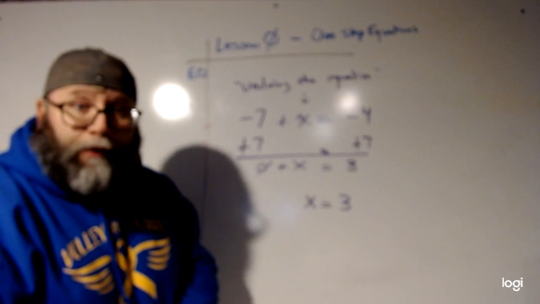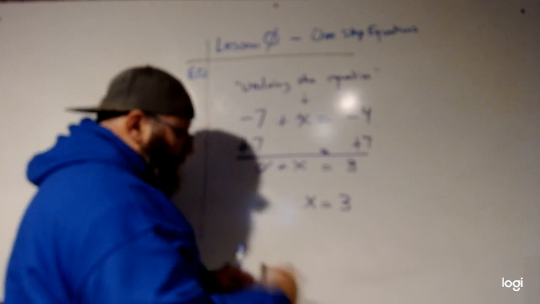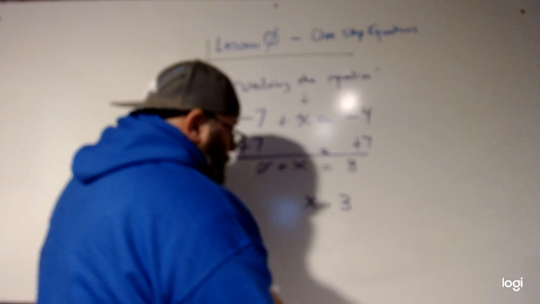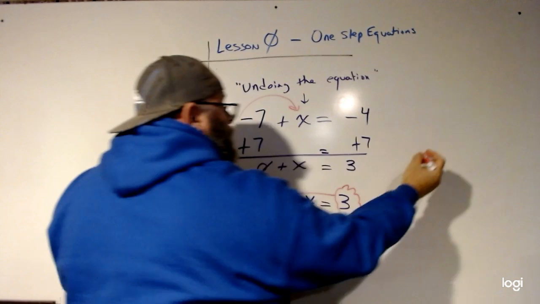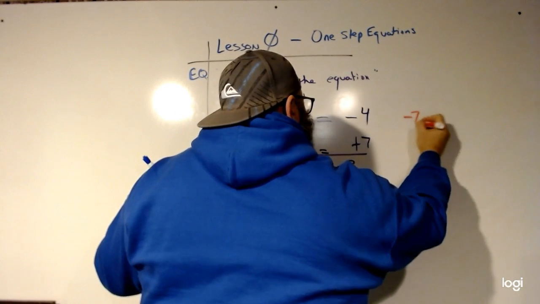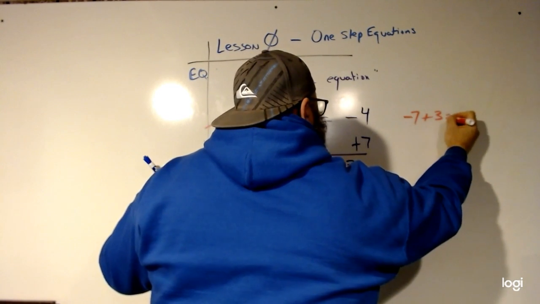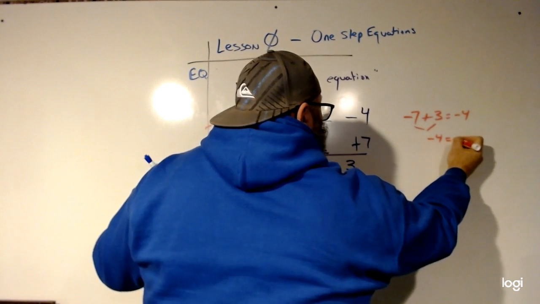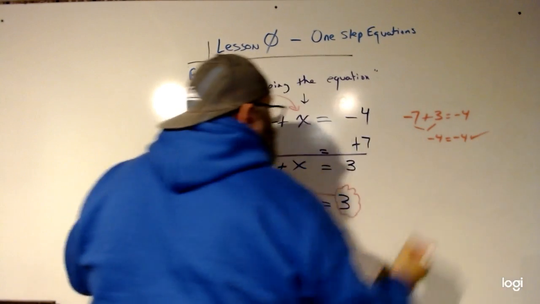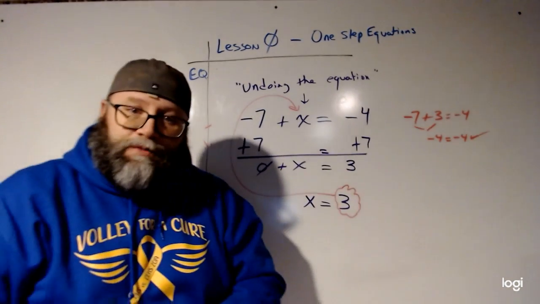Quick check in the red. I'm going to take my 3 right here, and I'll put it right back into the equation right there to give me negative 7 plus 3 equals negative 4. When I put these two, I've got negative 4 equals negative 4. And checker-doodle. That's pretty good.